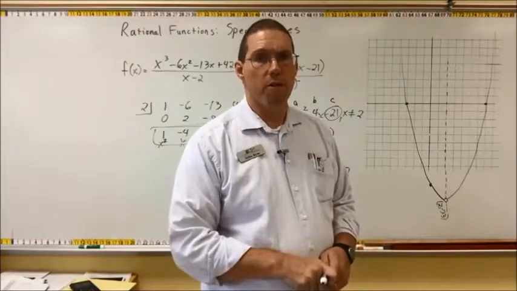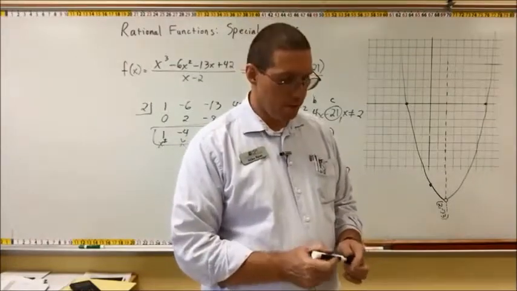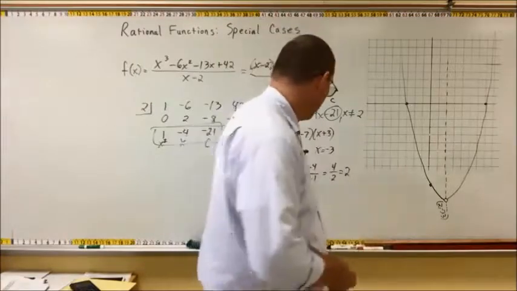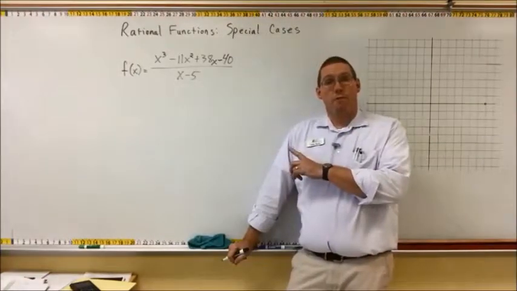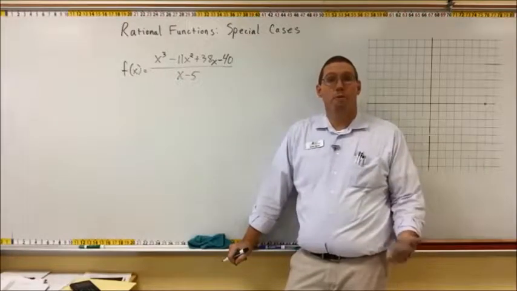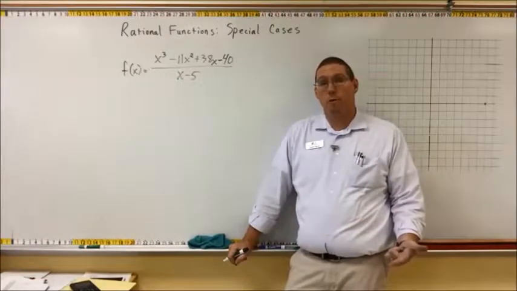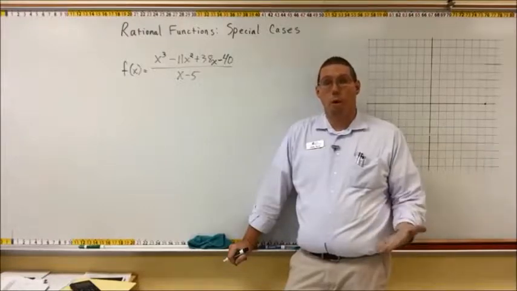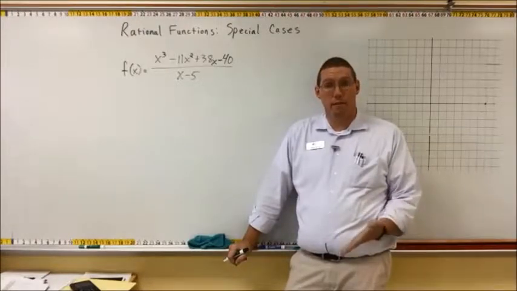We're going to do one more example of this, and then I think that's it for this section. Okay, so I've got this rational function here, and we want to graph it, and we want to determine first, does it have a vertical asymptote, or does it have a hole? And the way we would do that is with synthetic division.